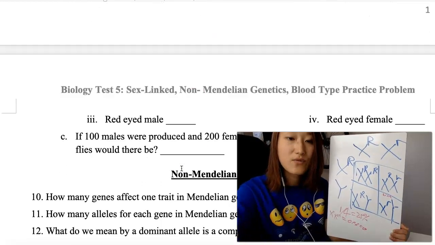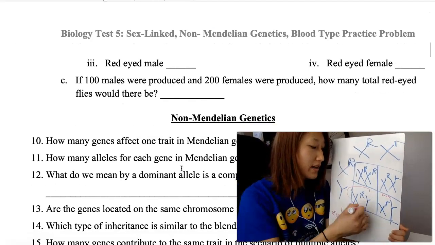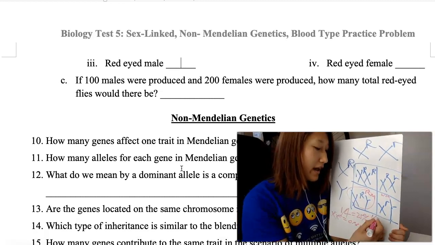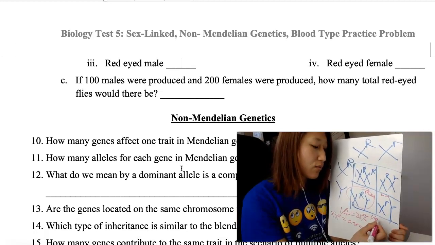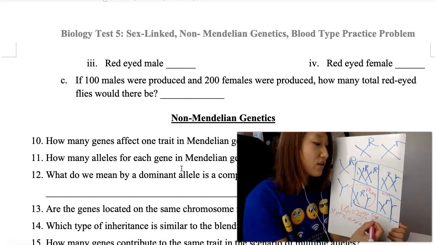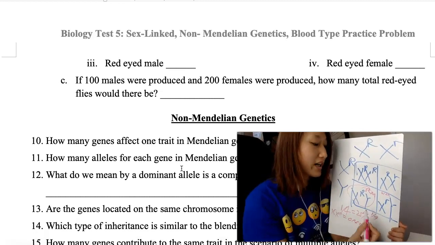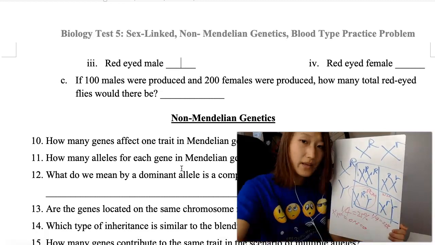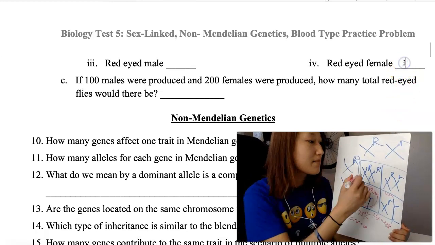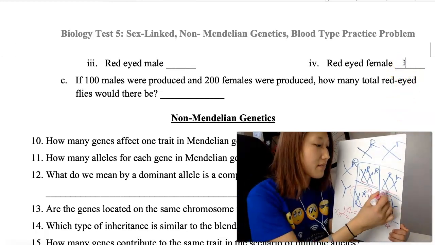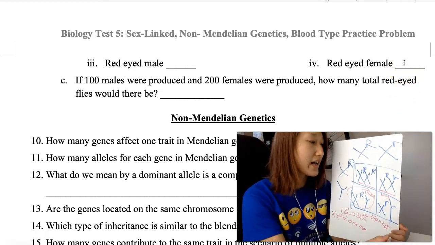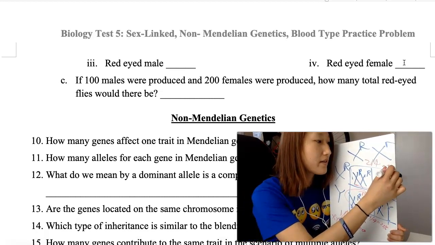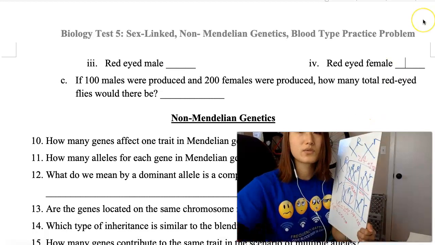And then it's asking for a red-eyed male. So this one is the red-eyed male. Again, it's 1 out of 4 out of all the children. If I were to say red-eyed male out of all the males, then that would be 1 out of 2, right? But in this case, the answer will be 25% again. And lastly, we have red-eyed female. Both this female and this female are red-eyed. So that will be 2 out of 4, and the answer will be 50%, right?